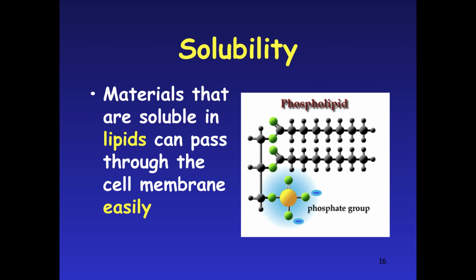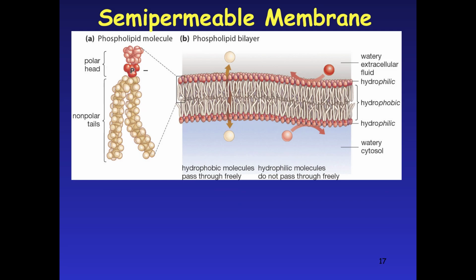So things that are non-polar, we always say with solubility, things that are similar, that like dissolves like, okay? So materials that are soluble in fats and lipids, right, can pass through the cell membrane easily, okay? Things that are not won't, okay? Of course, this makes, again, what's important, the semi, which means a little bit permeable, able to pass through membrane.